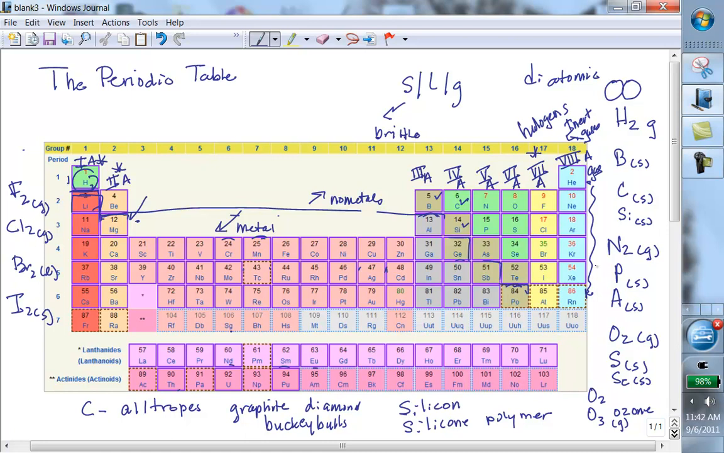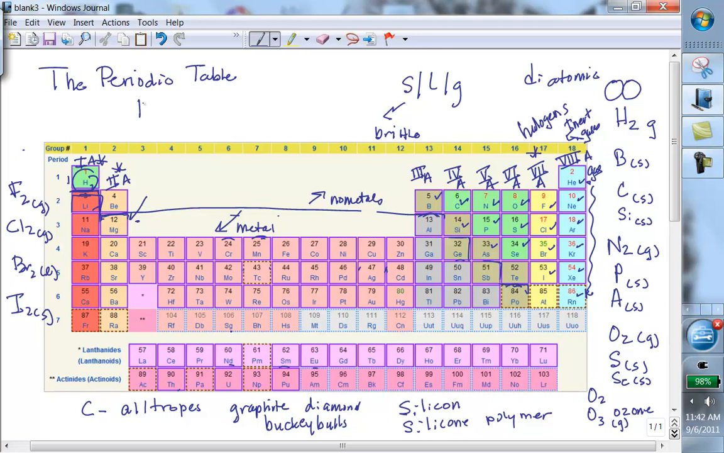So when you learn these elements, most of these nonmetals are important to learn. And so I'll go ahead and check off again the ones that you should be learning. Radon, by the way, is radioactive.